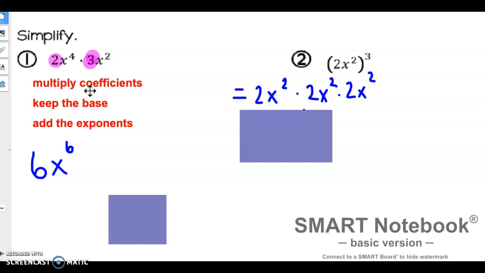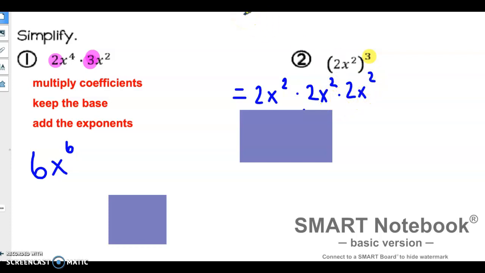All right, over here in number 2, we have the quantity 2x squared raised to the 3rd power. So remember, when we're raising this quantity to the 3rd power, that means we're taking everything inside the parentheses and multiplying it by itself 3 times. So I've expanded that out for us. So this simplifies into 2x squared times 2x squared times 2x squared.